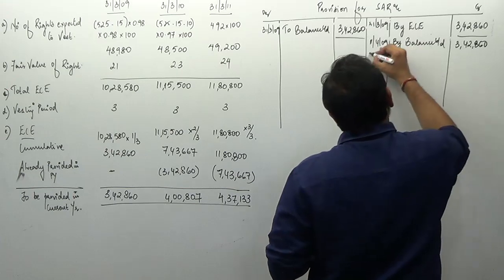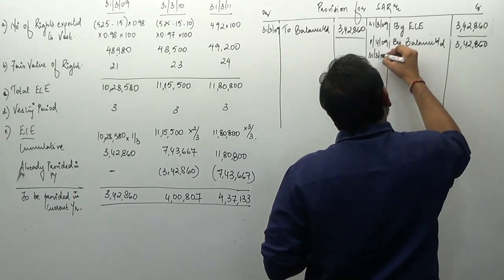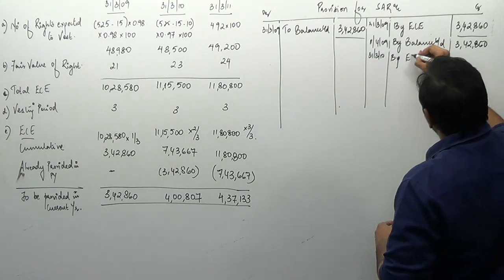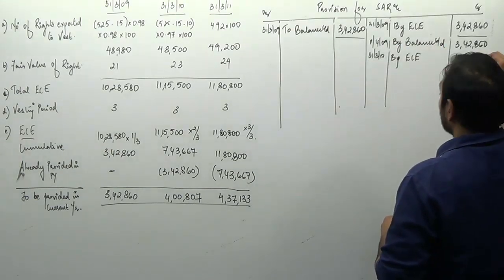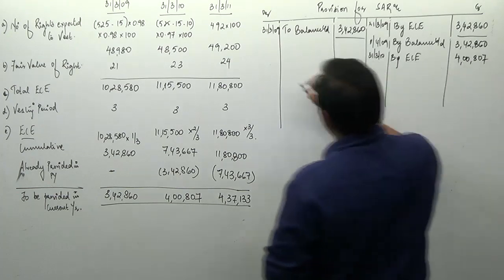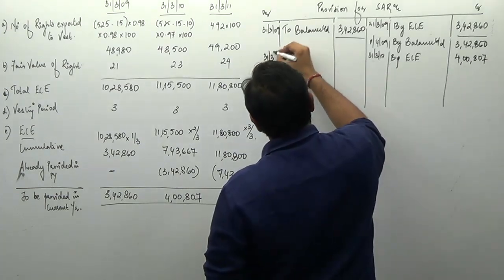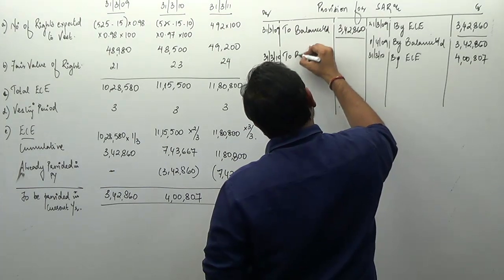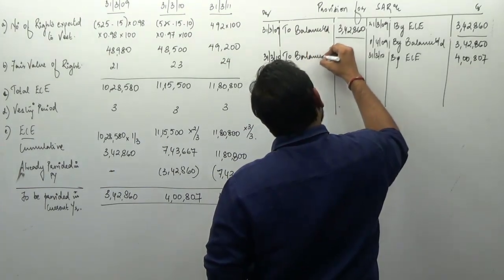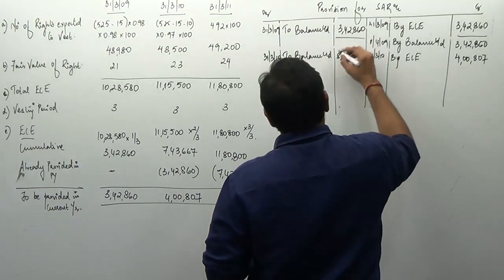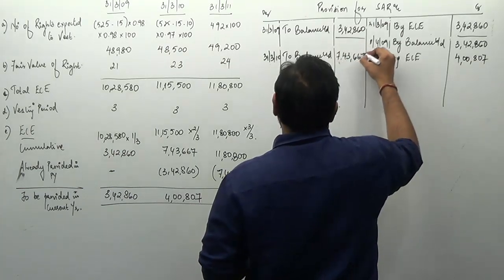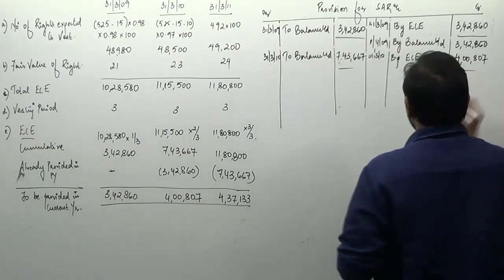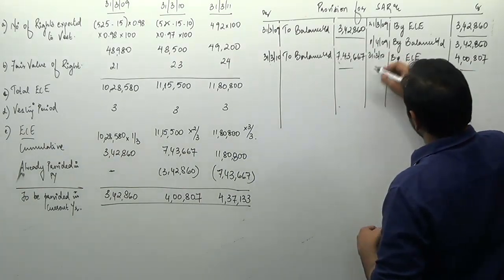Next year provision to be maintained on 31st March 2010 by ECE again 4,00,807. Balance it towards the end of the year. 7,43,667. Again bring it down during the year.